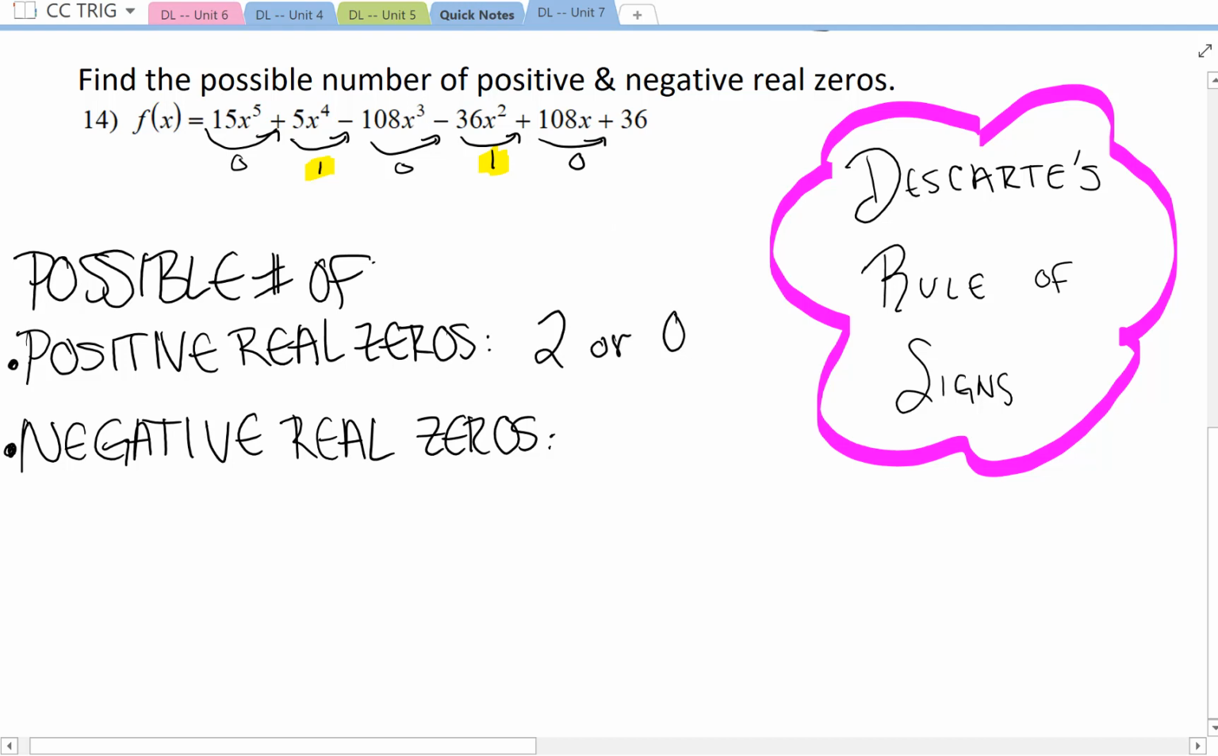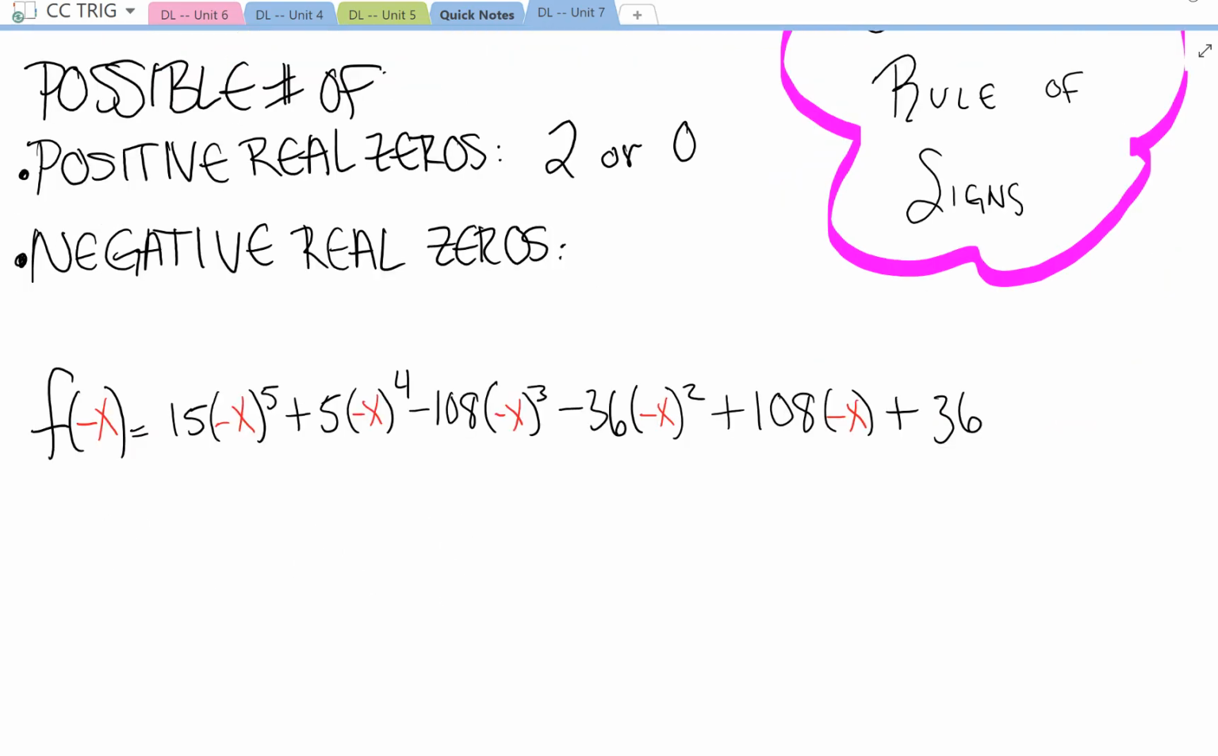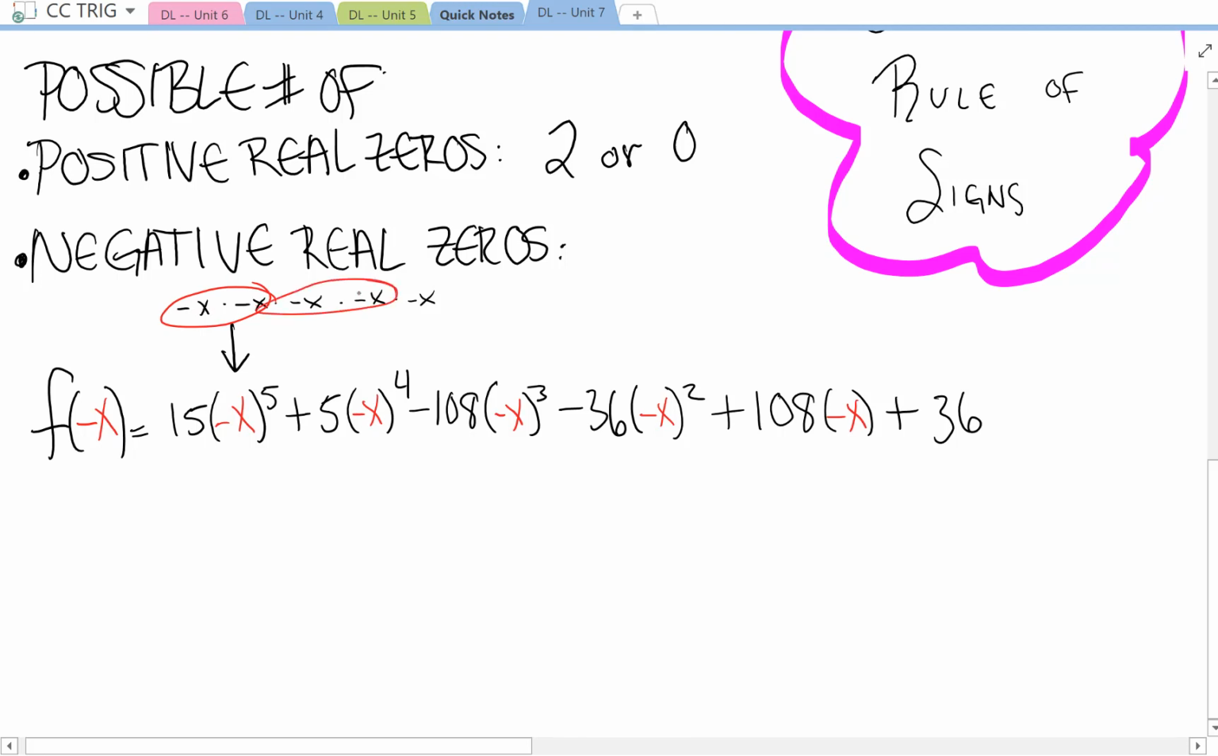Now to find the negative real zeros, we need to test what's happening when we plug in negative x to all the x inputs. When you plug in a negative x, it changes the signs of only some of the numbers. But which numbers does it change the sign for? So negative x to the power of 5 is negative x times negative x times negative x times negative x times negative x. Anytime you have two negatives, that equals a positive. So negative times negative is a positive, times another positive, times a negative. So when you had negative x to the power of 5, it changed the sign, and you ended up with negative 15x to the power of 5.